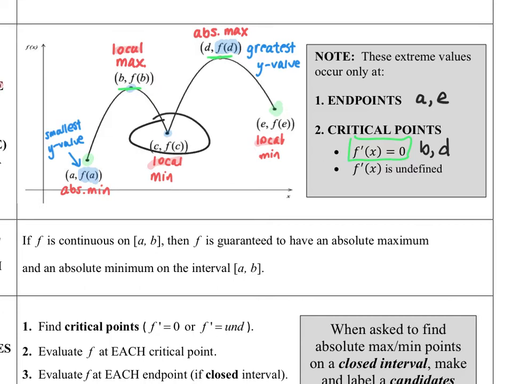And I can see because I have a sharp point, that's where f prime is undefined. So that would be at point c. So this is going to be important to know where to look for these extreme values. I'm going to search at endpoints and critical points, and that's going to give me a starting place in order to find my extreme values.